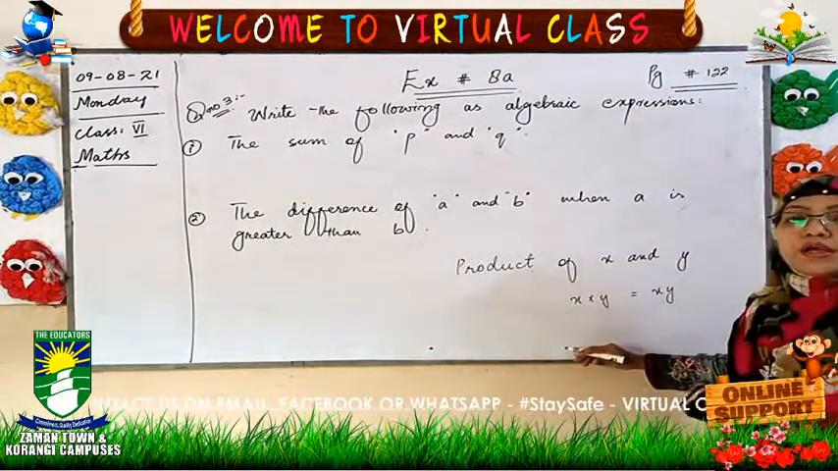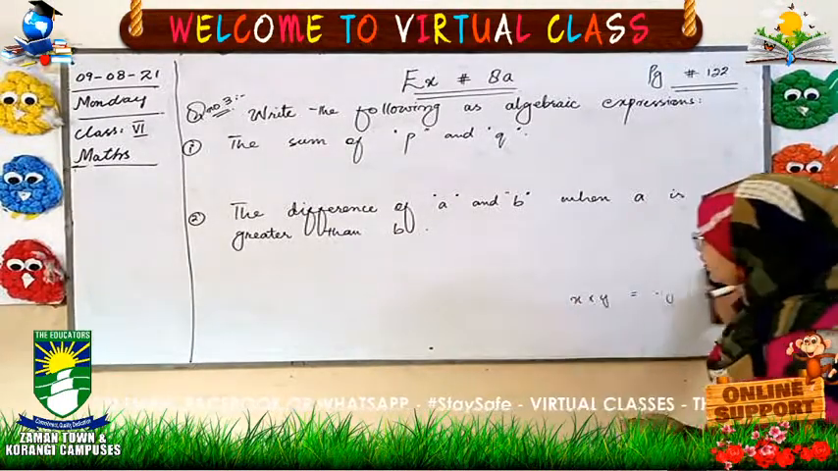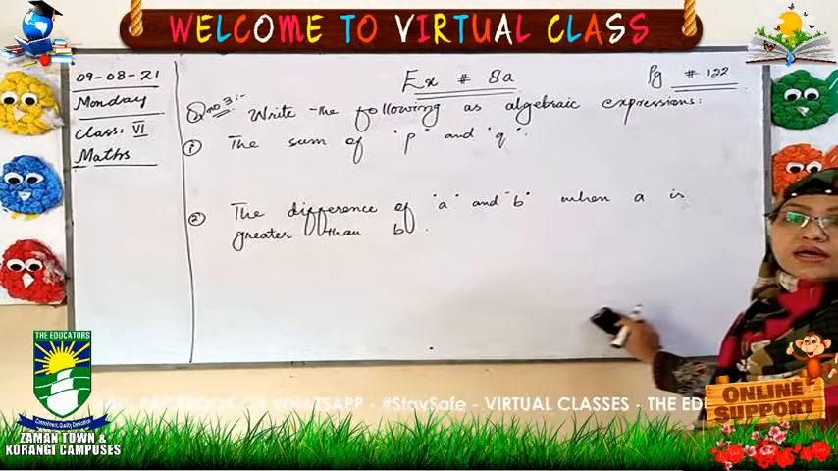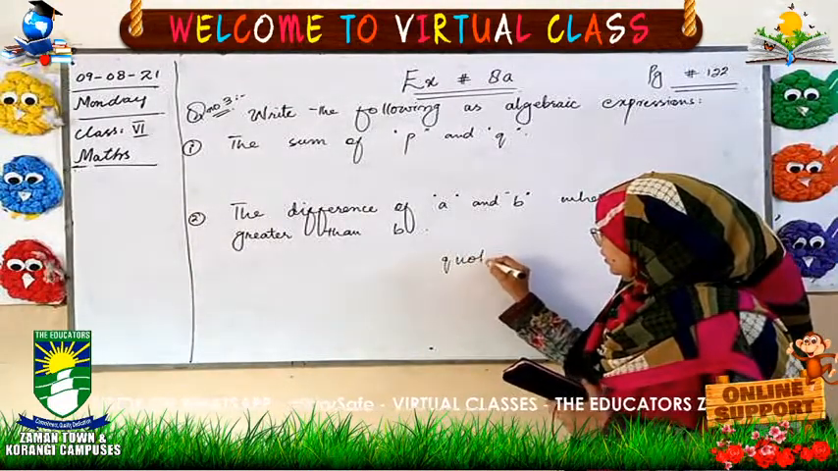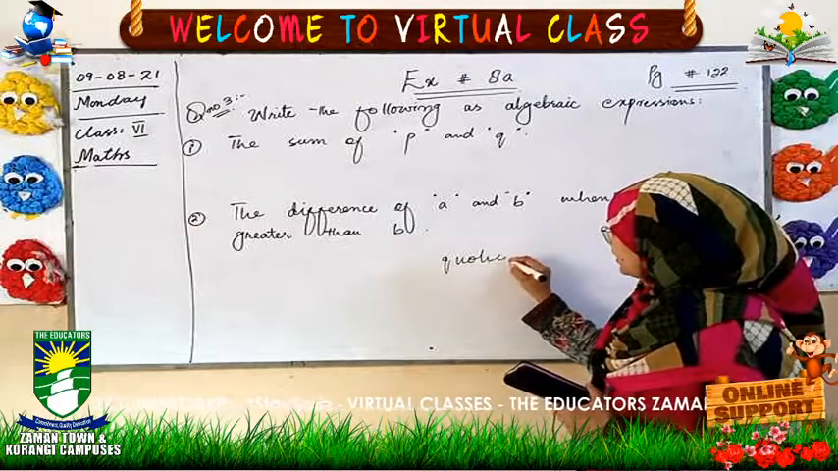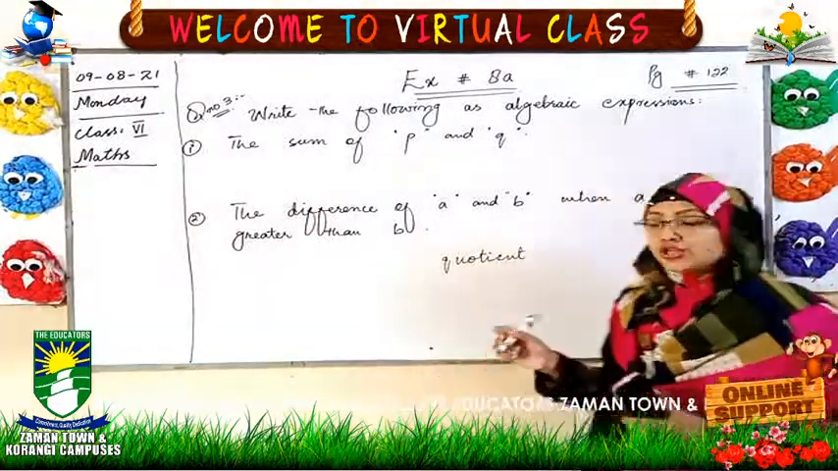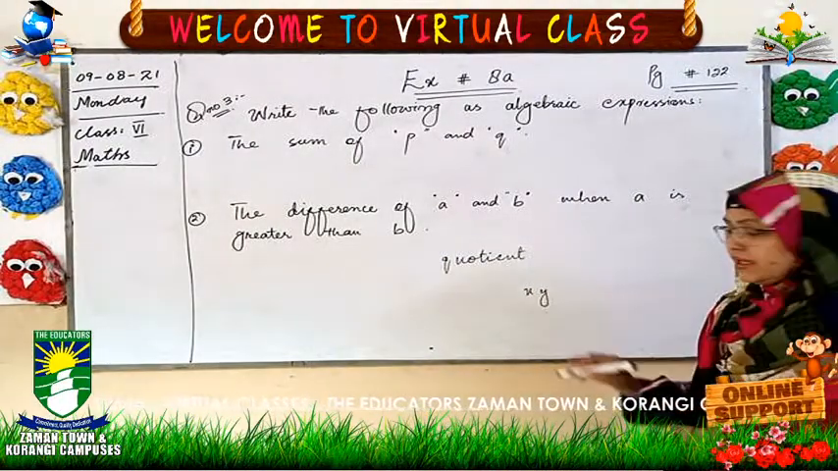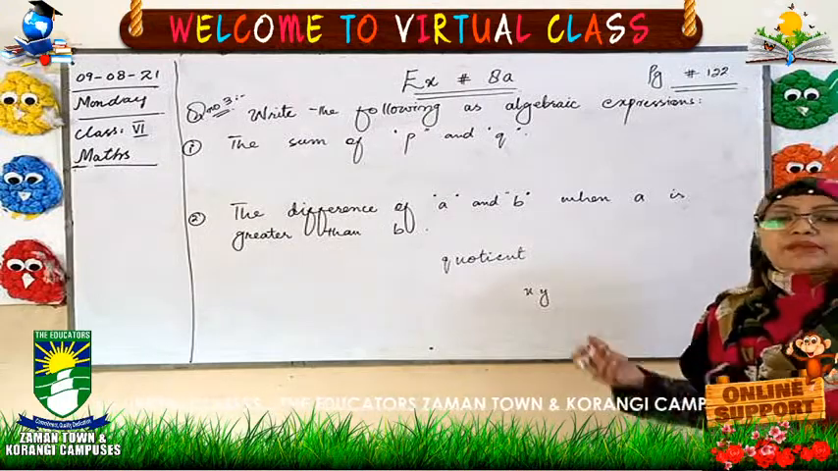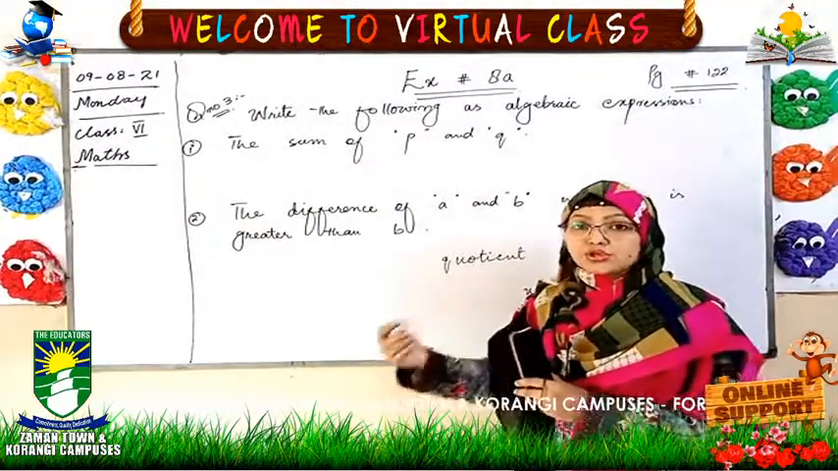Product means multiplication. And another word that is used in your exercise is quotient. If you have a question, the quotient of x and y, quotient means x upon y. After division of x and y, you will get x upon y as an answer. Quotient means the answer after getting the solution.